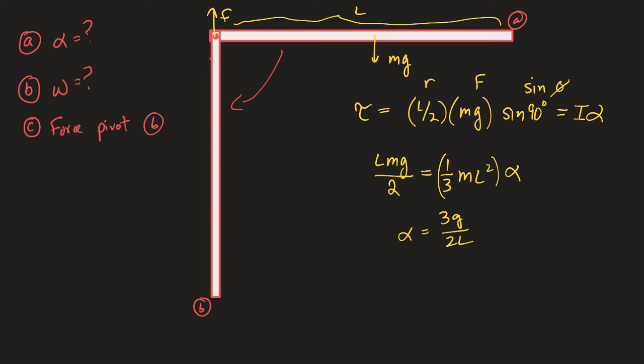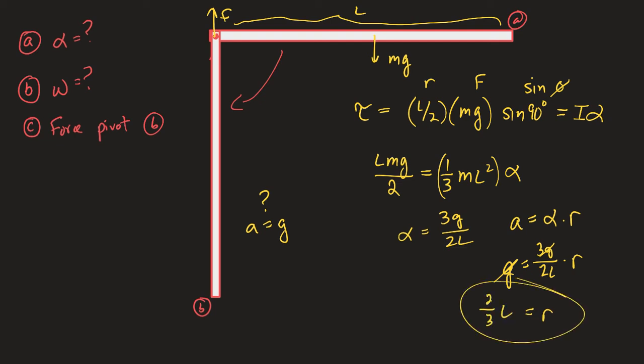Interesting. This is a side question that's not asked. Is there a point on the meter stick where the acceleration is G? I think there is. It doesn't look like it. But remember, a equals alpha times R. G equals 3G over 2L times R. If I solve this for R, it will tell me where on the meter stick the linear acceleration is G. G's cancel out, and I get that at 2/3 the length of the meter stick, the acceleration is G.